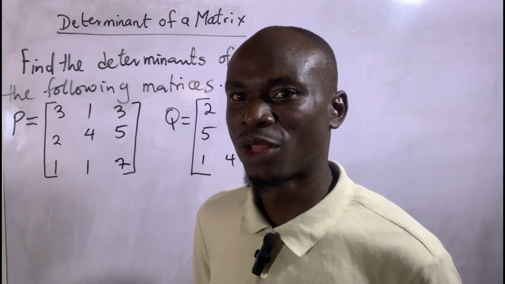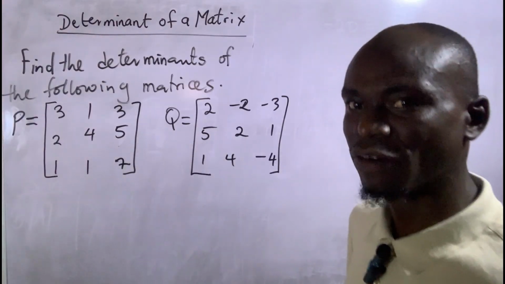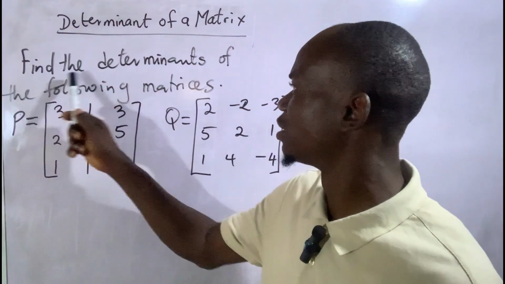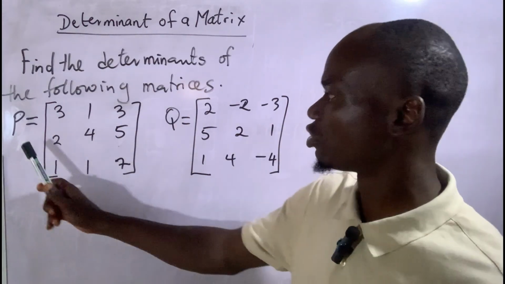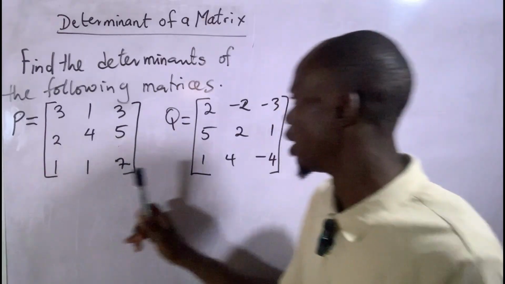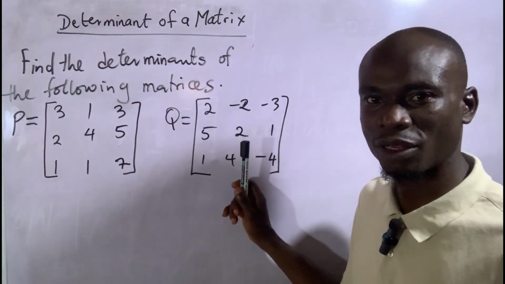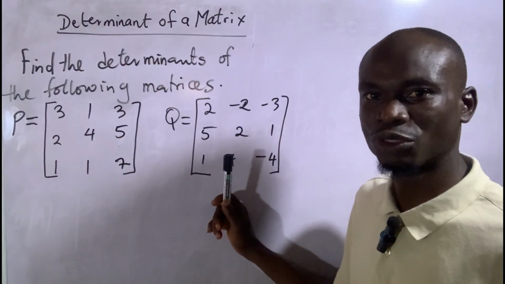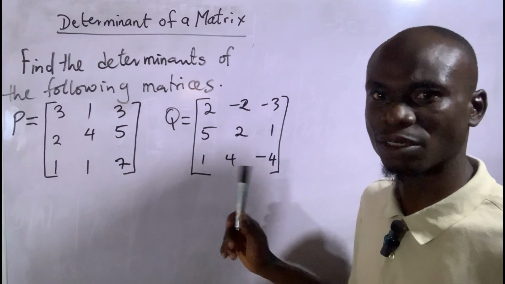Today, we want to look at determinant of a matrix. But in this video, we are looking at 3 by 3 matrix. So on the board, we already have an example that says find the determinant of the following matrices. And the first matrix is matrix P, which is a 3 by 3 matrix, as you can see. And the second matrix is matrix Q, which is a 3 by 3 matrix as well. So I'm taking the two examples so that any case you come across, you will know they are the same as long as it's 3 by 3 matrix.